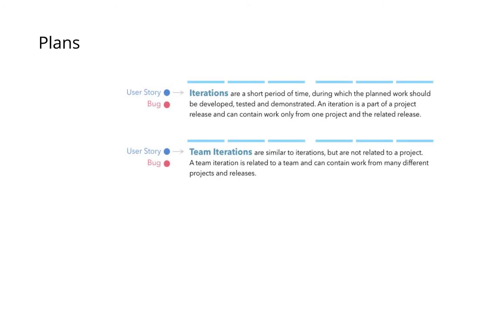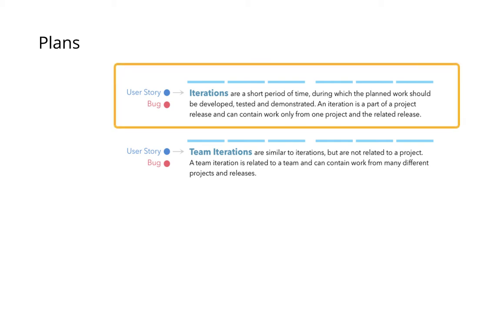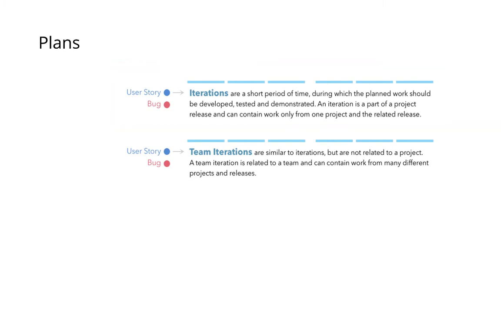Planning items in Targetprocess are represented by releases, iterations, team iterations, builds, and milestones. Iterations and team iterations are used to plan work and track progress on a team level. You can plan only user stories or bugs with these planning items. Iterations can be used to plan the progress of a team on a project. A project iteration must always be planned inside a project release and can only contain work from this release.